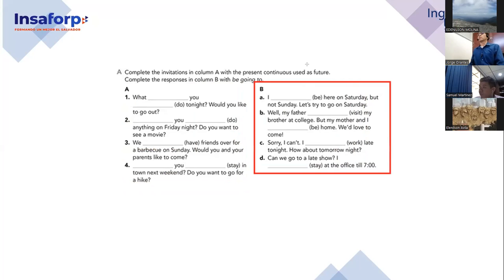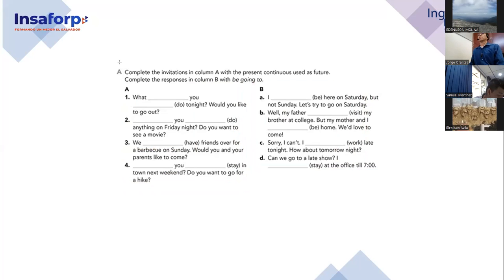The first activity that I want you to do is complete the invitations using the present continuous as future. Remember that you can use the going to or the structure for the present continuous. And after that, you are going to complete the responses in letter B using going to.